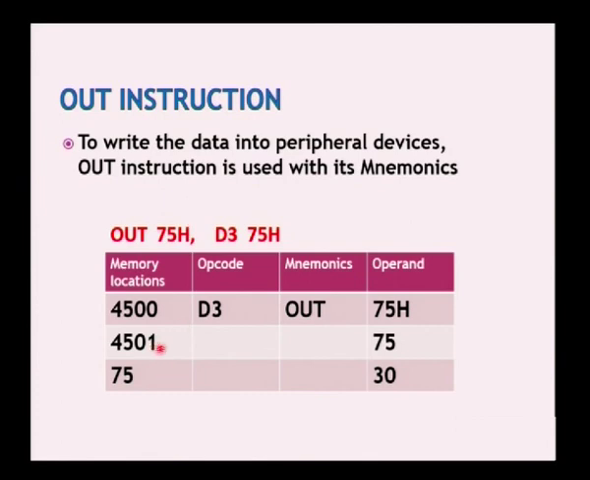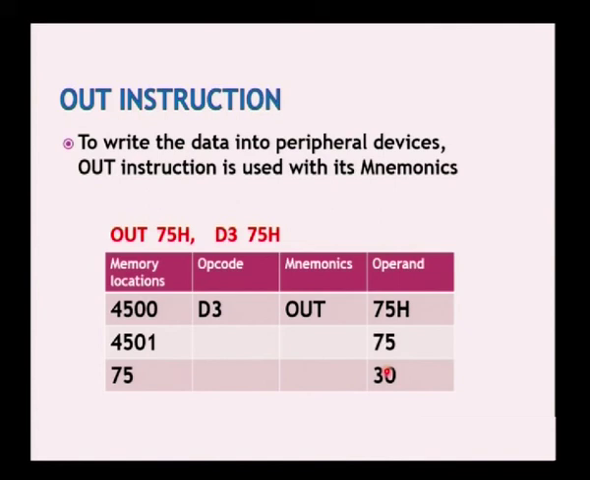So, during the execution, how are we typing the instructions? At 4500 we will write the opcode of the OUT instruction. The opcode of the OUT instruction is D3. Then the next operand is 75, which will be written at the next consecutive address, 4501. So, based on its internal operations, we are taking the third one. The third one is the actual operation in the OUT.